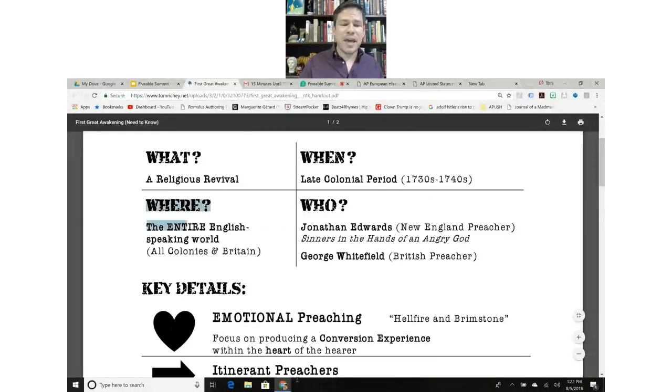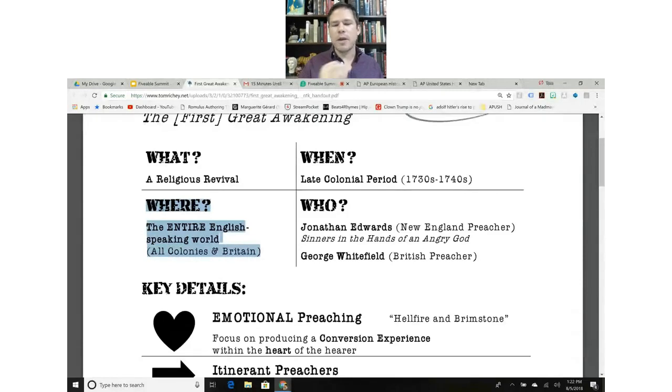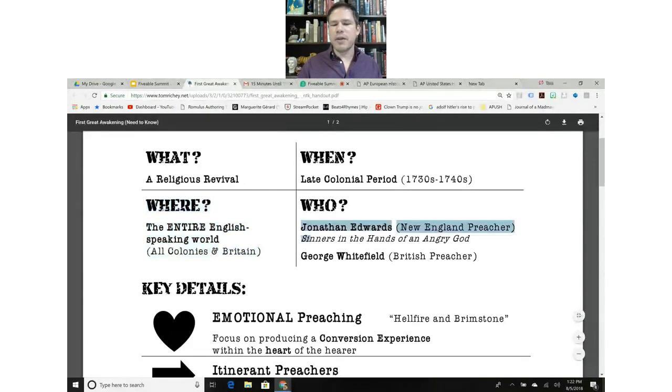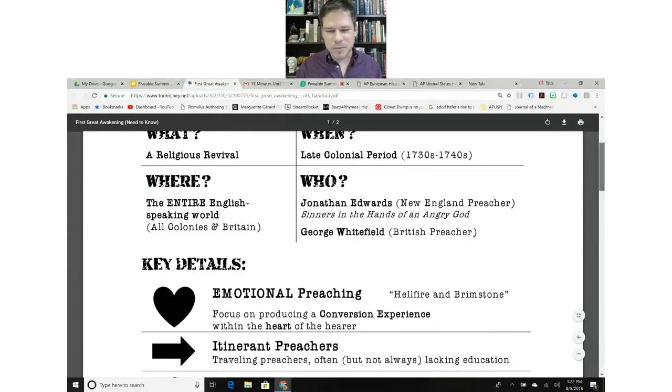Now, when we think about the keys, one thing that you're going to see in these questions, a student needs to understand that this is going on in the entire English-speaking world. This is going on in all of the colonies and also in the mother country. Okay, now Jonathan Edwards and George Whitfield, which I think technically it's Whitfield. I like to say Whitefield because it's a written test and kids are more likely to get that. So I'll probably use that interchangeably.